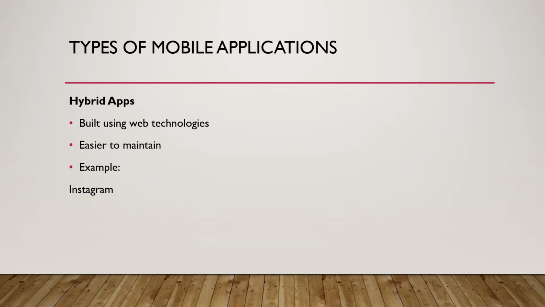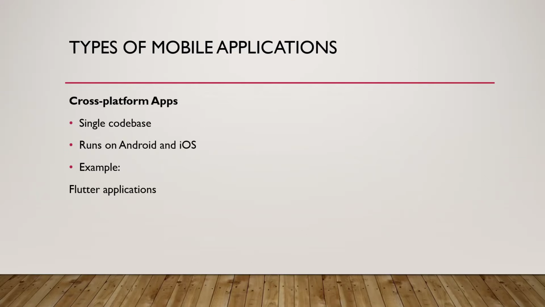For example, for a hybrid app, Instagram. Nowadays we are using Instagram, right? So this Instagram is an example for this. The next one is the cross-platform app. So what is a cross-platform app? It uses a single code base, and it also runs on Android. For a cross-platform app, we can take Flutter applications as an example.